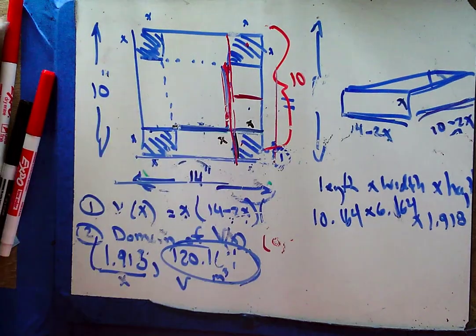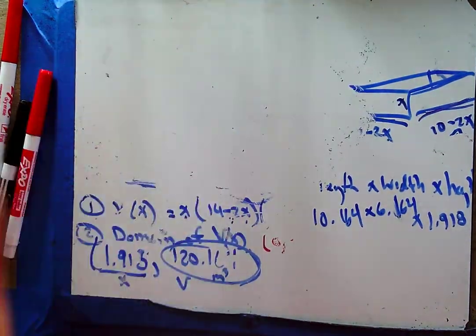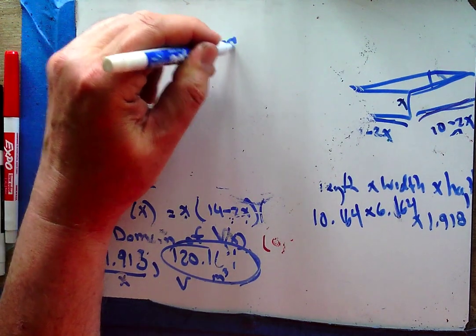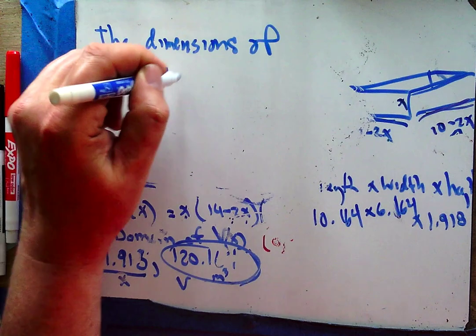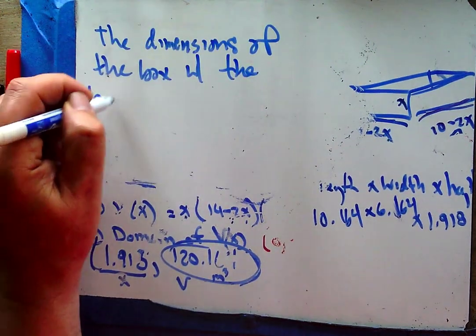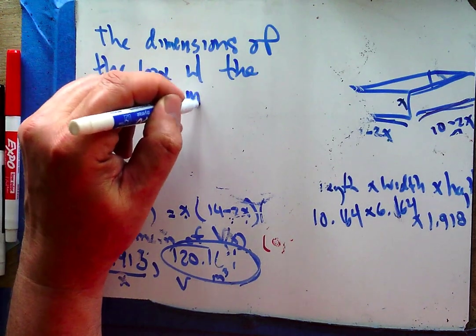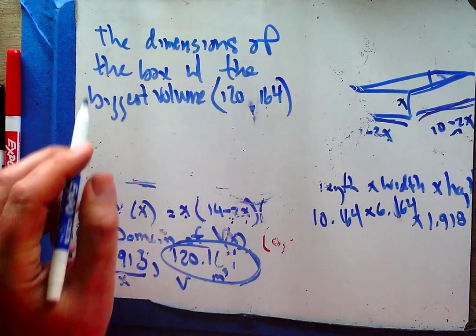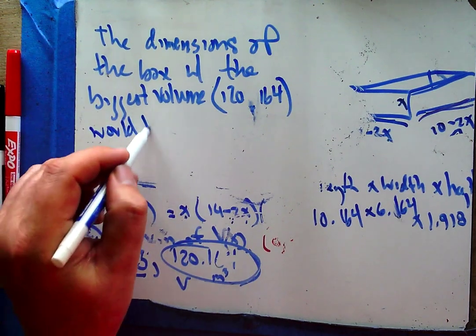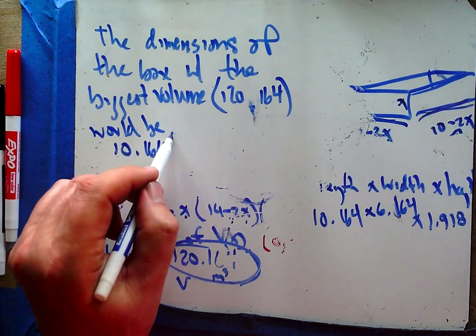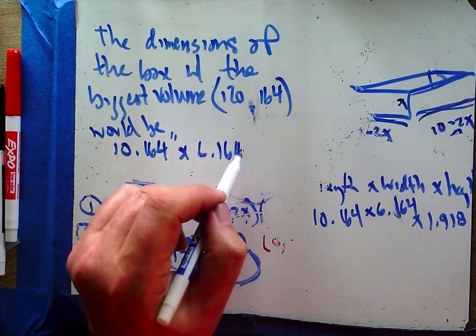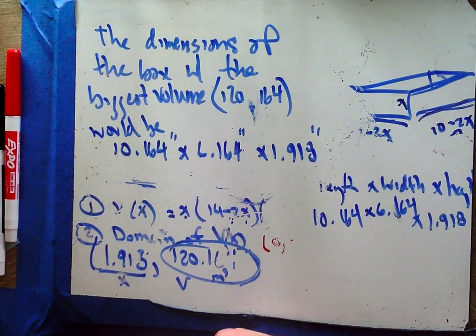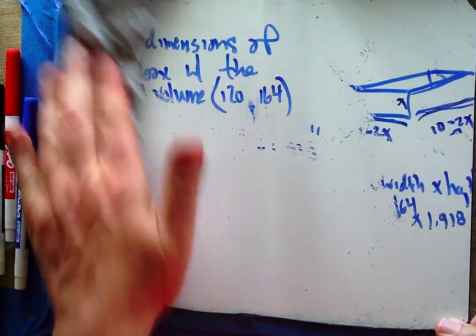So, the dimensions of the box with the biggest volume, 120.164, would be 10.164 inches by 6.164 inches by 1.918 inches. Ta-da! All done. Okay, let's take a look at our last problem.